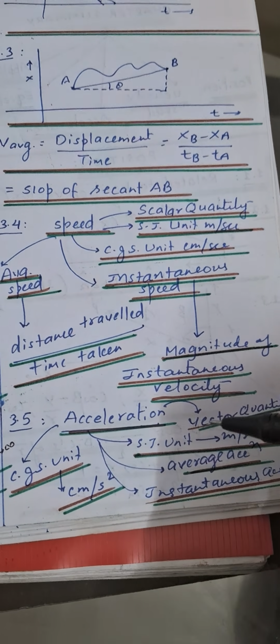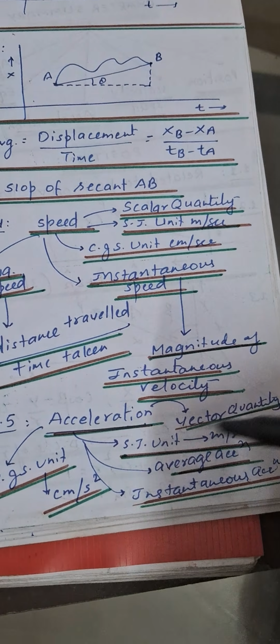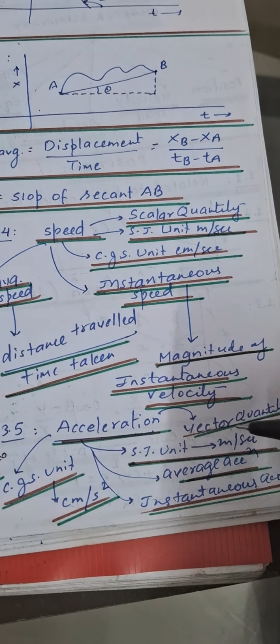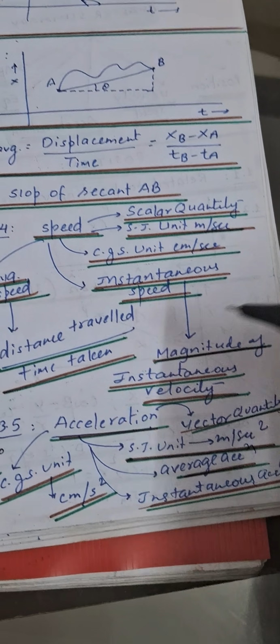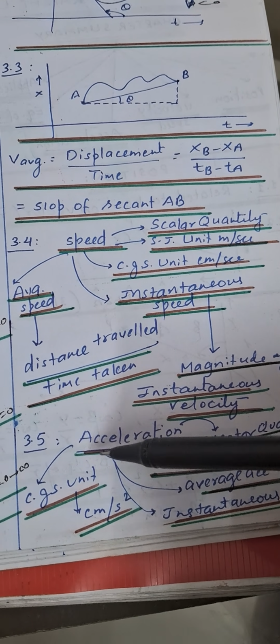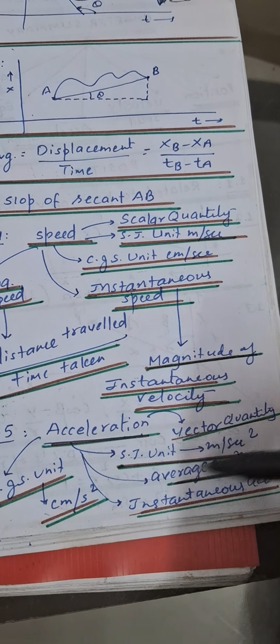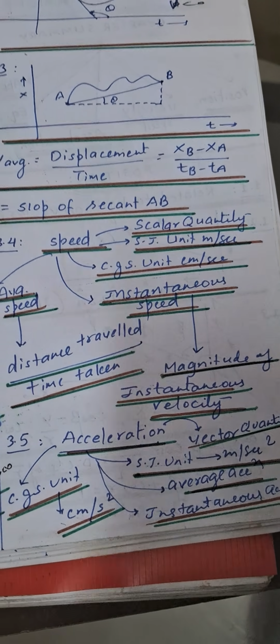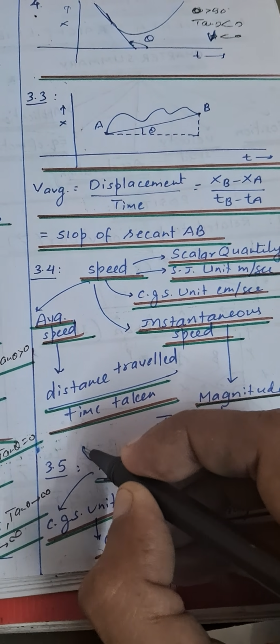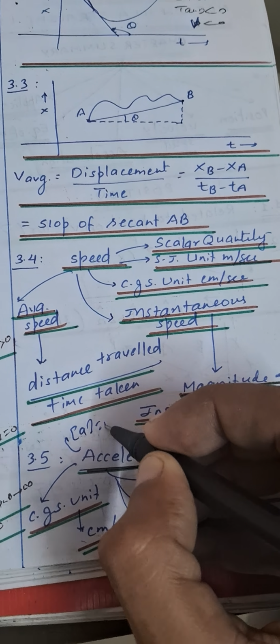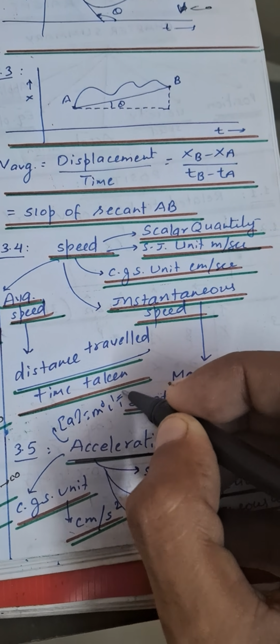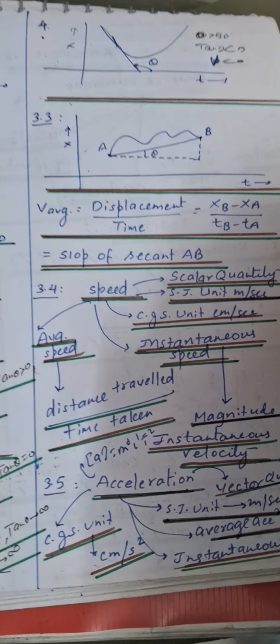And then we have acceleration. Acceleration is a vector quantity. SI unit is meter per second square. CGS unit is centimeter per second square. It can be categorized as average acceleration and instantaneous acceleration. One more thing here, the dimension of acceleration is M^0 L^1 T^-2. This is also an important case in this.